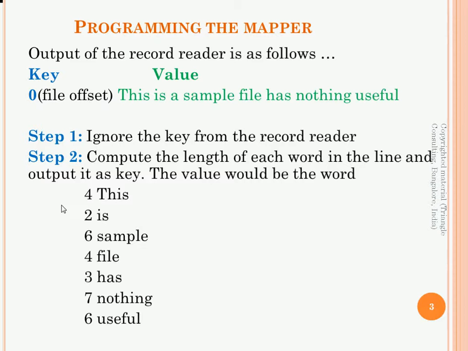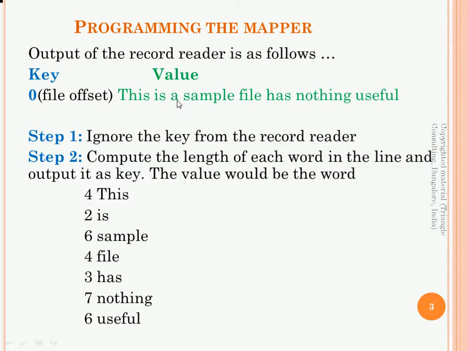So when you process the line, which is in green color, this is a sample file which has nothing useful. When you try to process that line, now the word "this" actually has a length of 4. The length of that word now becomes a key, because the mapper is supposed to emit the results only in key-value pairs. So the length of the word is a key and the value is the entire word. So the length of "is" is going to be 2 and the word is going to be "is".